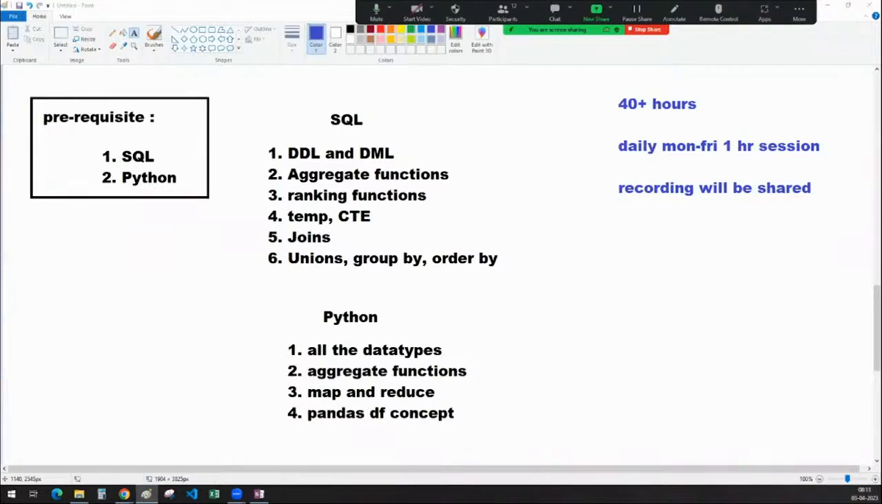Thank you. MySQL or MS SQL, both are the same, all are the same. No worries.